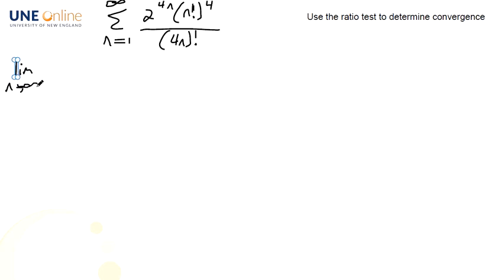goes to infinity for the absolute value of the n plus 1th term divided by the nth term. So I'm going to leave off the limit notation to spare my hand here. It's a lot of writing. We're going to just keep in mind we're evaluating the limit as n goes to infinity. So here is the n plus 1 term.